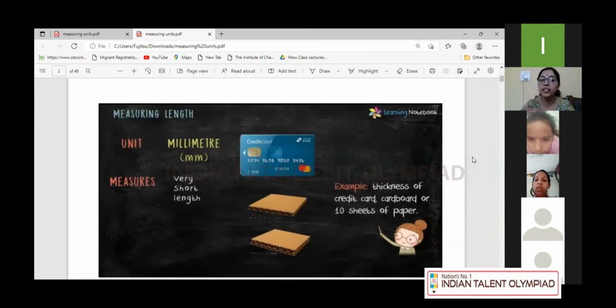So here it is written: there is a cardboard, a credit card, cardboard, for very short length. Okay, very short length. The thickness of a credit card, cardboard or 10 sheets of paper, we measure in millimeter. Understood? Yes or no? Yes. Okay, now I'm going to the next slide.